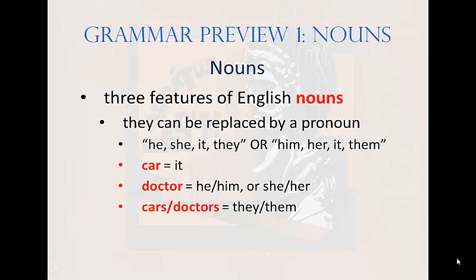Similarly, they or them is the pronoun equivalent used to replace plural nouns, like cars, doctors. The cars are over there equals they are over there. I visited the doctors equals I visited them. That means if you can put a pronoun like he, her, them, or it in place of a word in a sentence, then that word is a noun.